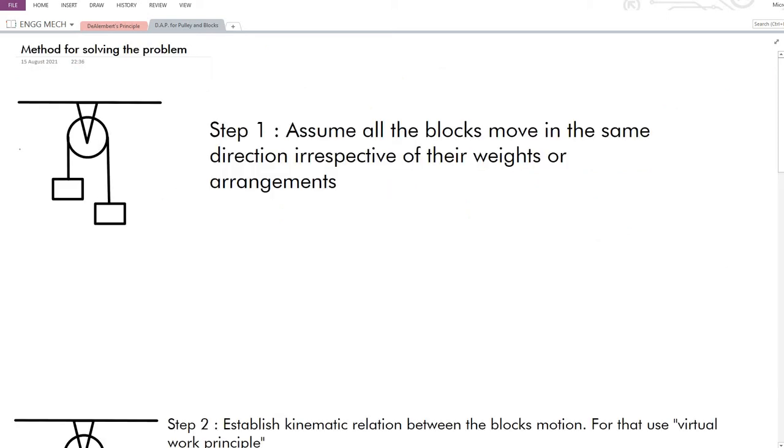See, we took the typical example of a pulley and block system where two blocks are there, block A and block B. This is a weightless pulley and this is an inextensible string. Now what is step number 1 saying? It is saying that assume all the blocks are moving in the same direction. Although you can very easily tell which block is moving in which direction based on the higher weight assigned to the block, the higher weight will be going downward, the lesser weight will be going upward, obviously.